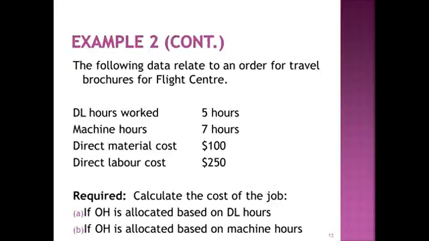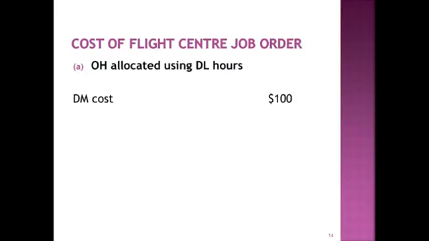Okay, so taking this a step further, the following data relates to an order for travel brochures for Flight Centre. The direct labour hours worked, 5 hours. The machine hours or printing hours are 7 hours. The direct material cost, 100. The direct labour cost, 250. What we're required to do is calculate the cost of the job. Firstly, if overhead is allocated on the basis of direct labour hours. Secondly, if overhead is allocated on the basis of machine hours.